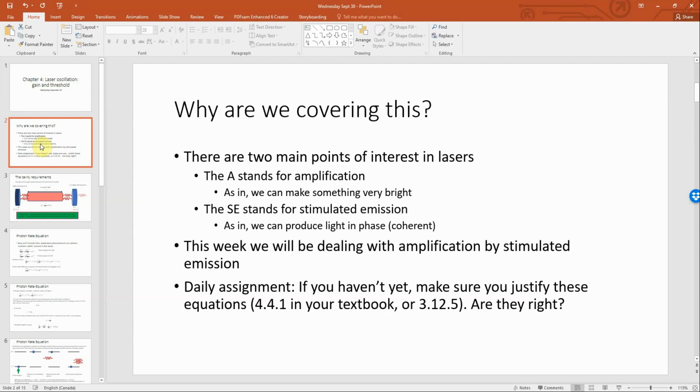So the daily assignment, if you haven't yet, make sure you justify equation 4.4.1 in your textbook, or 3.12.5, and see if they're right. We'll be talking about them again in a few slides.